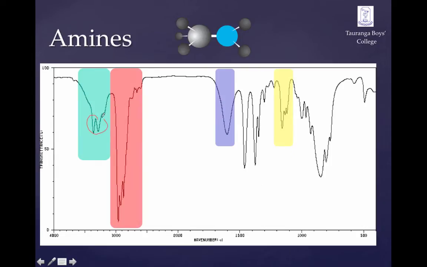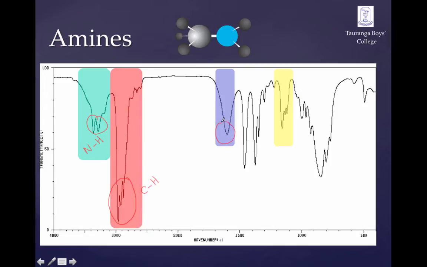Next, we'll have a look at an example of the amines. If you note in the green region here, there are two peaks around about the 3500-3200 region. These peaks indicate the stretches for the nitrogen-hydrogen bond. You will notice that there's two peaks because in the amines there's two nitrogen-hydrogen bonds. You'll see just around the 3000 region here, you've got a stretch indicating the presence of the carbon-hydrogen bond.